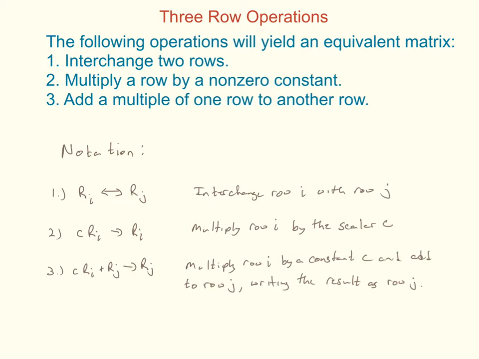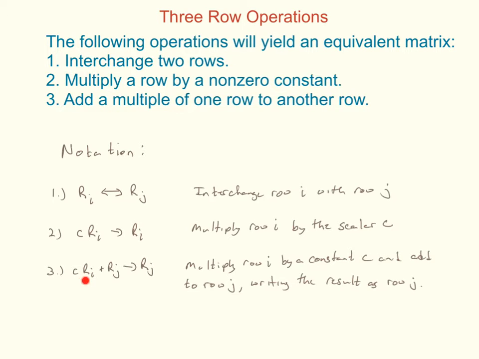The second one here, you'll see c times r sub i goes into r sub i. So that means I'm going to multiply row i by some constant, by some scalar c, and I'm going to put that right back into row i. I'm going to replace row i with whatever that constant times its coefficients is. And the last one, probably the most common one, this is the one you're going to use most often. I'm going to take a constant times row i, add it to row j, and I'm going to store the result into row j.